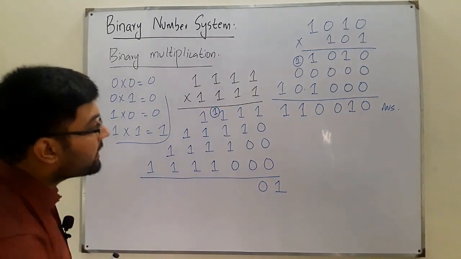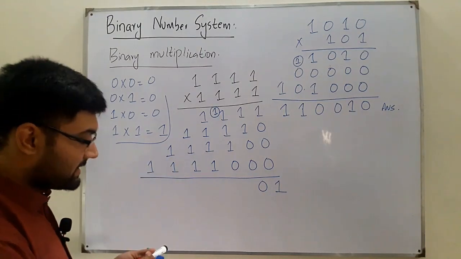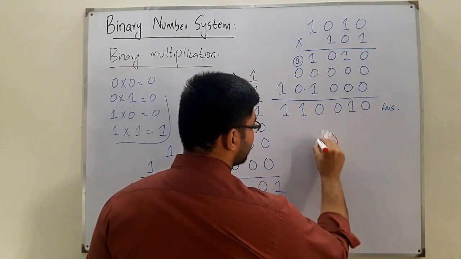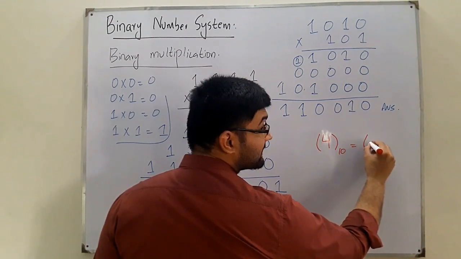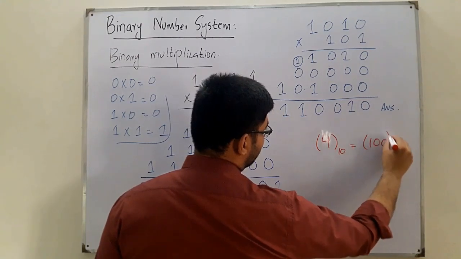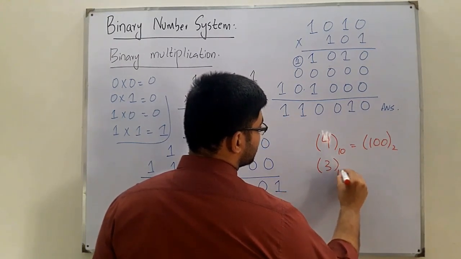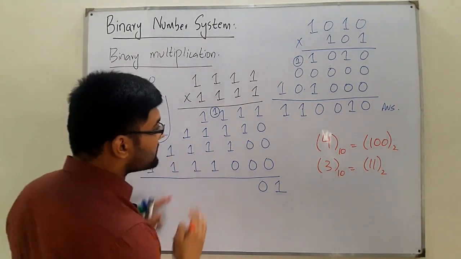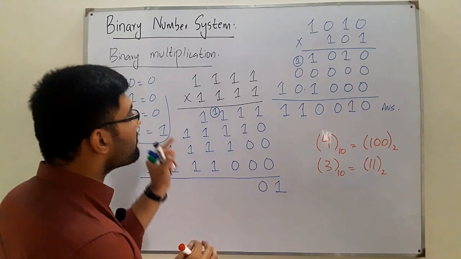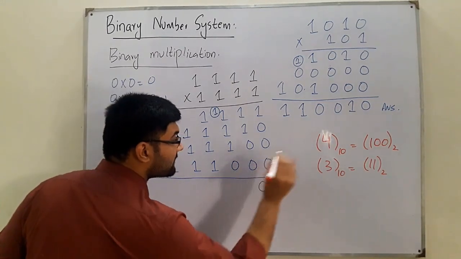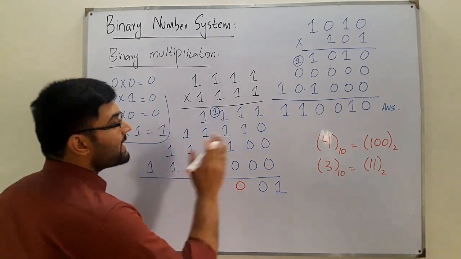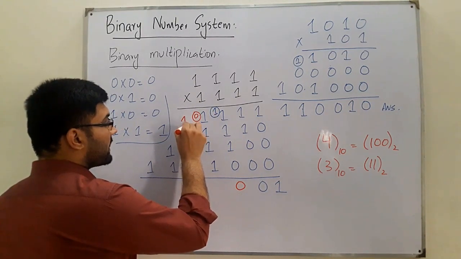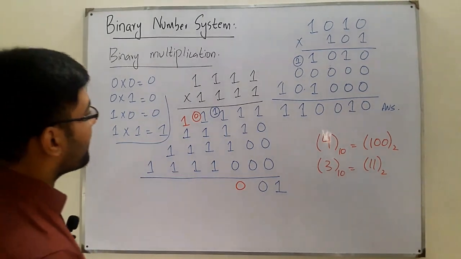Now we have 1 plus 1 plus 1 plus 1. So you don't need to worry about it. In the previous lecture I told you if you have a group of 4 ones, which means 4 in decimal, this is equivalent to 100. And if we have 3 ones, which is 3 in decimal, then we have 11 in binary. So have a look, we have 4 ones over here, which means we have 100. So the rightmost 0 comes over here, the next 0 goes to a carry over here, and the next 1 comes as a carry over here. All right. Now, we're done with this one.